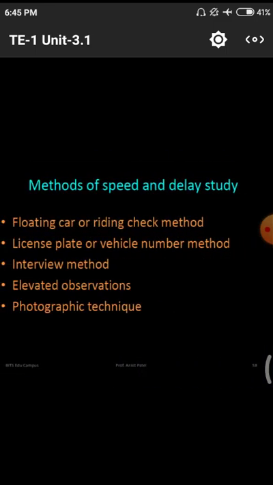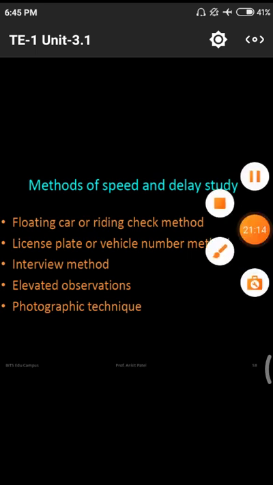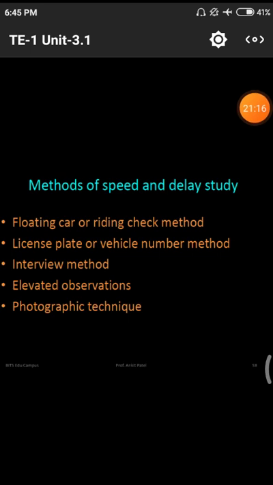Next one is the methods of speed and delay study. What are the methods they are following in these speed and delay studies? First one is the floating car or riding check method. Floating car, that means normally on national highways we observe this floating car and riding check measure.